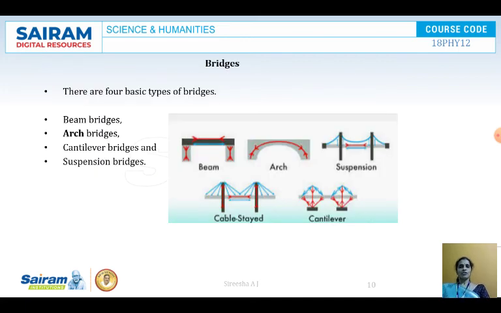There are 4 types of bridges: beam bridges, arc bridges, cantilever bridges and suspension bridges. You can see here the beam bridge, supported by two fixed supports. This is an arc bridge, this is a suspension bridge, and this is a cantilever bridge. So there are many types of bridges, and these are the four basic types: beam bridge, arc bridge, cantilever bridge and suspension bridge.